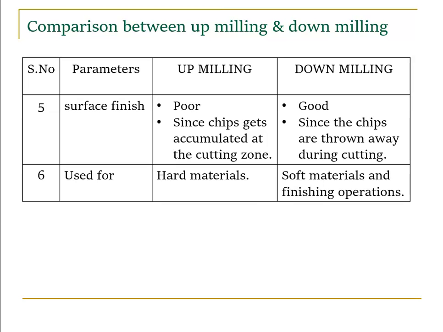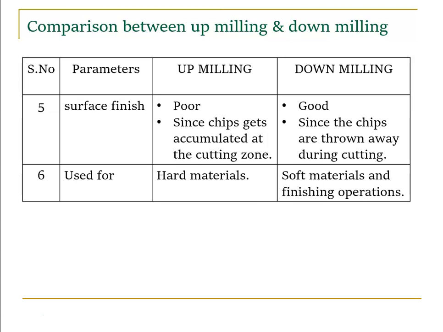Chips get accumulated at the cutting tool, so segment accumulation is possible. But in down milling you can get a better finish, because the chip is thrown away from the workpiece and tool. Since both move in the same direction, the chip gets thrown away. But in up milling, because of the opposite direction, the chip may damage the workpiece, so you get a poor surface finish.